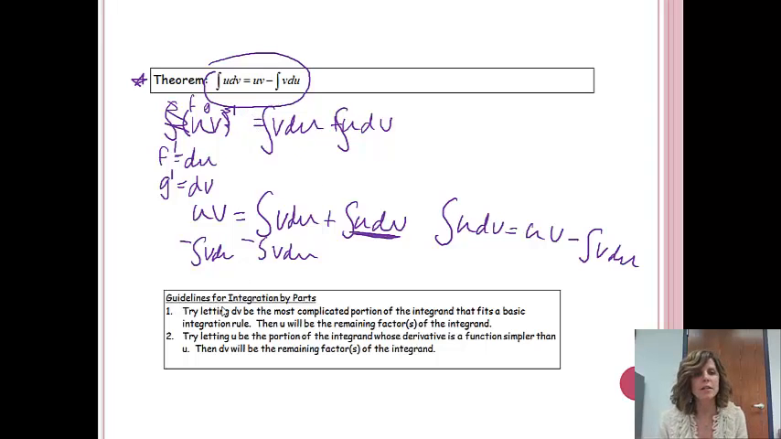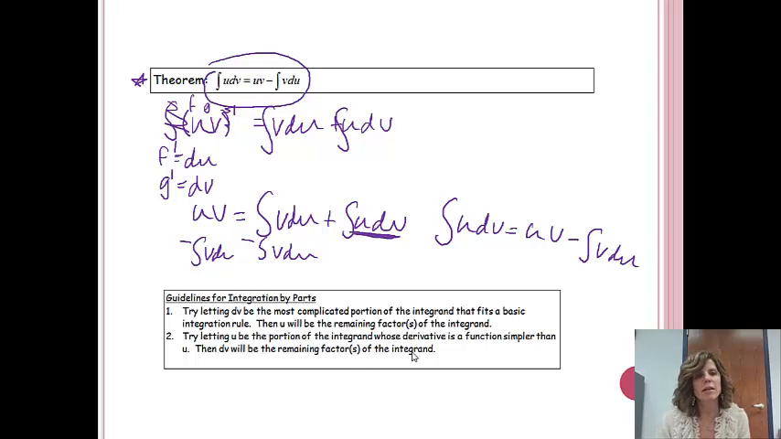All right, some guidelines for using integration by parts. We're going to try letting dv be the most complicated portion of the integral that fits a basic integration rule. Then u will be the remaining factor of the integral. We'll try letting u be the portion of the integral whose derivative is a function simpler than u. Then dv will be the remaining factors of the integral.